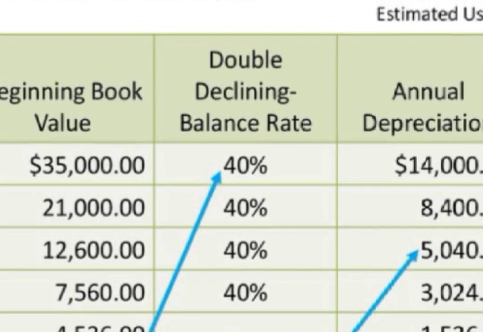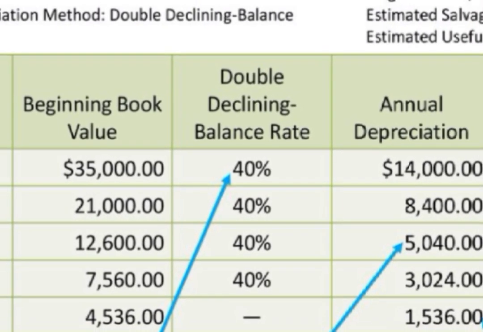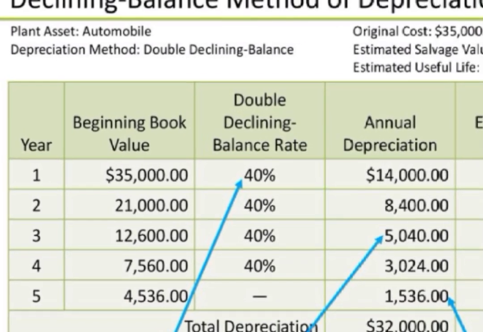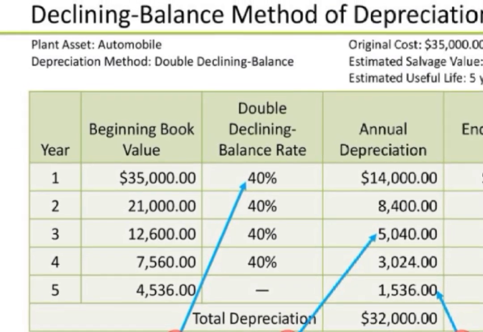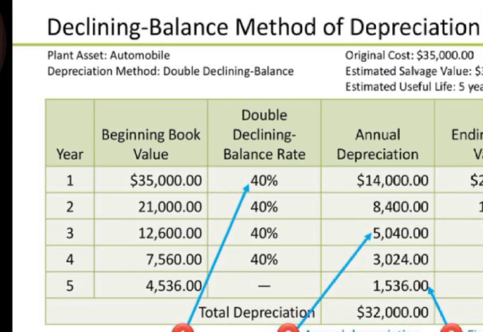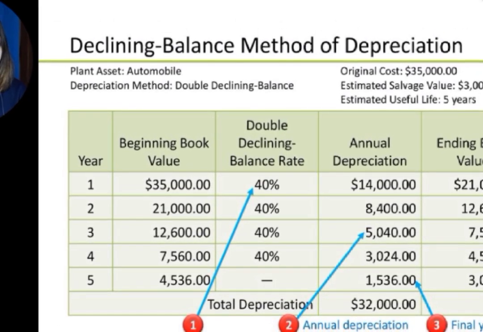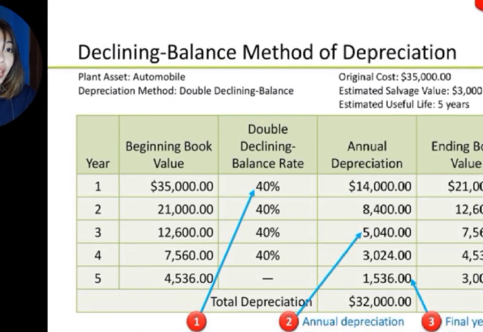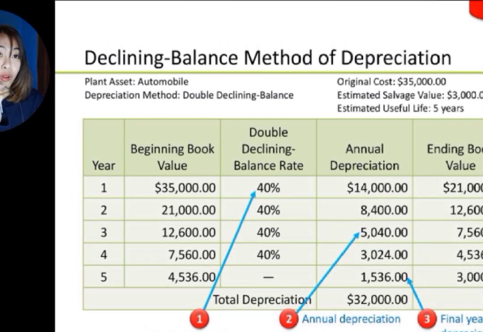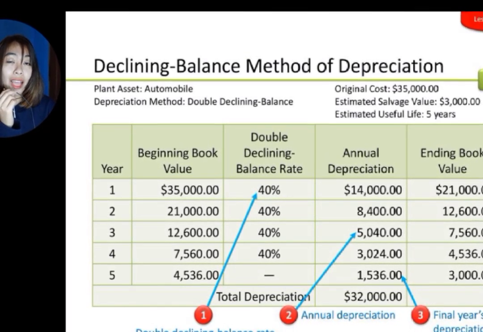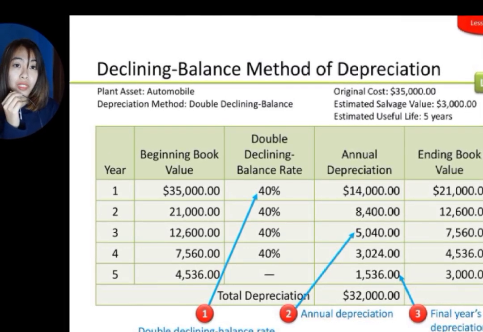Now, to get the annual depreciation value for the first year using declining balance method, we just have to multiply the declining balance rate to the original cost of the asset. In our example, we just have to multiply 0.40 by 35,000 original cost of the asset, and we will get 14,000 annual depreciation value.